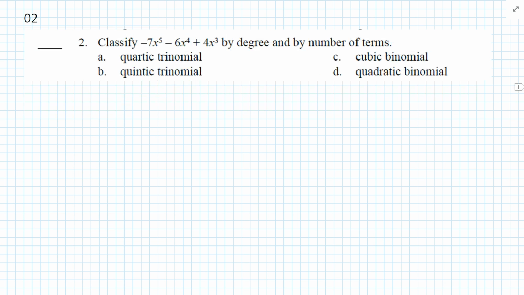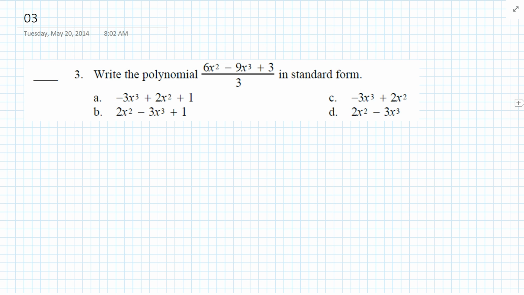Number 2. Negative 7x to the fifth minus 6x to the fourth plus 4x cubed, classify by the degree and number of terms. Well, the highest degree is fifth, so again, it's going to be quintic. How many terms are there? There's 1, 2, 3 terms, trinomial. Answer is B.